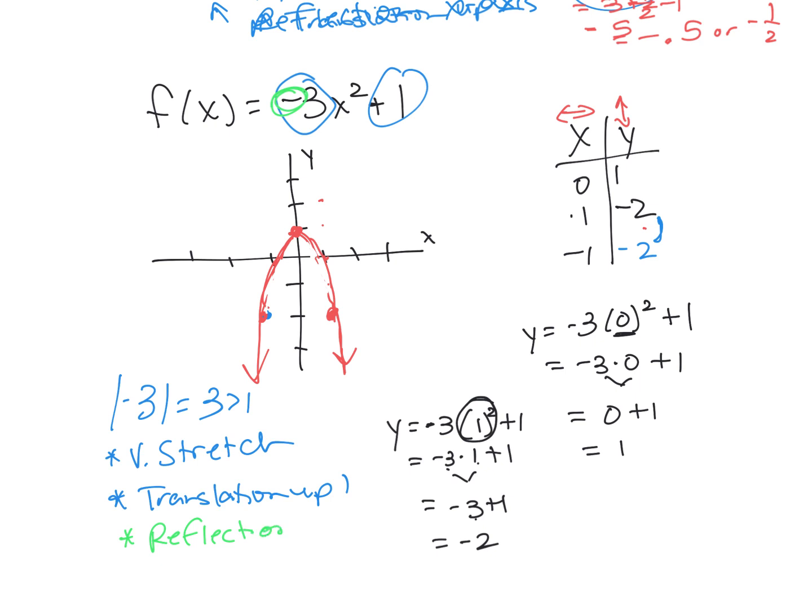Then we also have this negative, so remember the negative is a reflection. And it is a reflection in the x-axis, but you don't have to state that, okay? Just a reflection. So graph and then state if something happens.